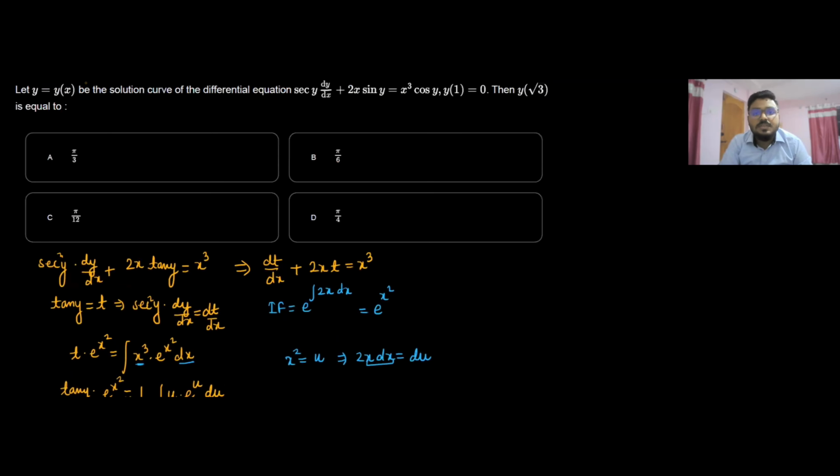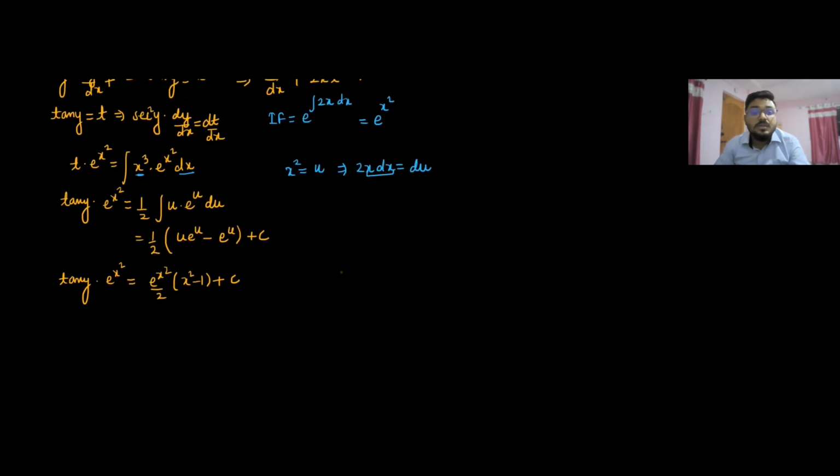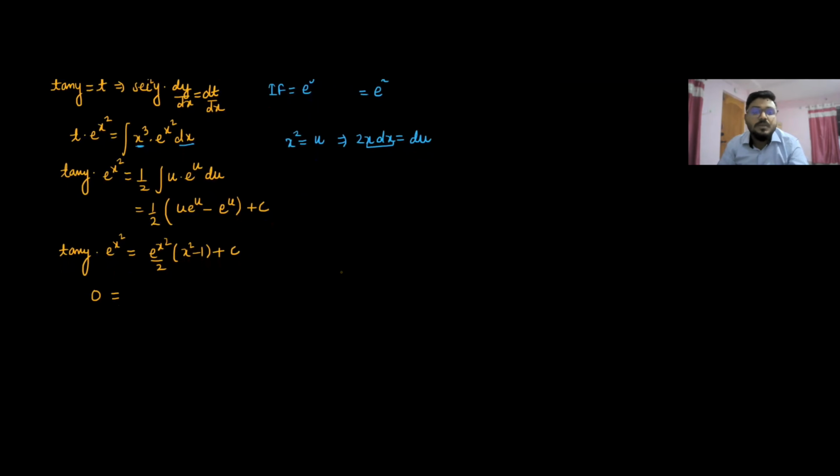In the question they are asking for, first of all, (1, 0) is the passing point. So 1 comma 0, let's just substitute. y = 0 means tan y is 0, everything 0. And x = 1 means the passing point is x = 1, y = 0. So x = 1, 1 minus 1 is 0 plus c. So the c value we got is 0.